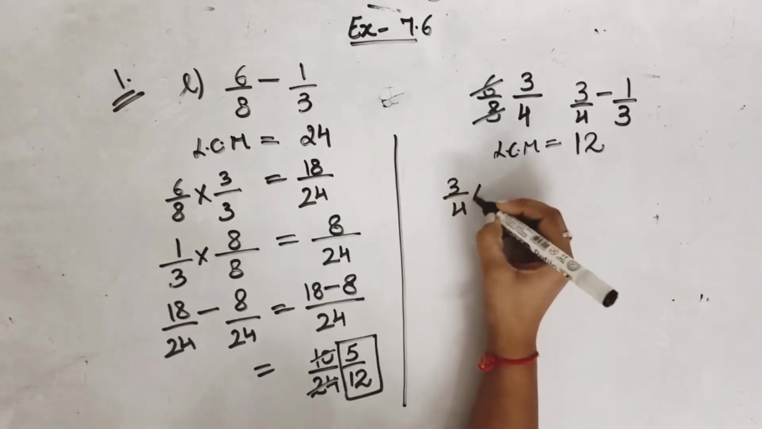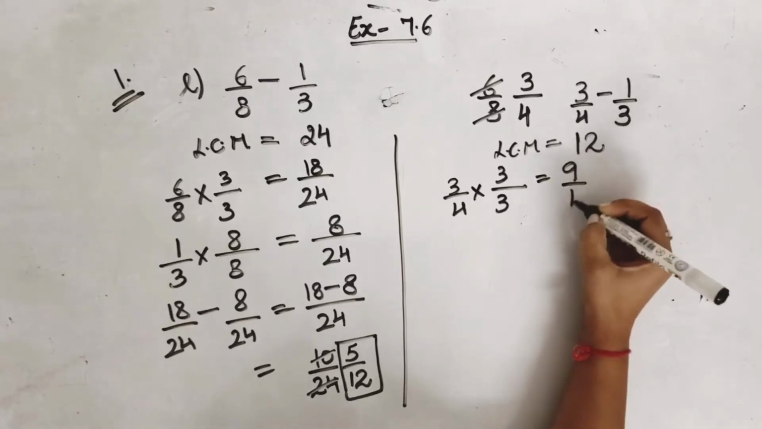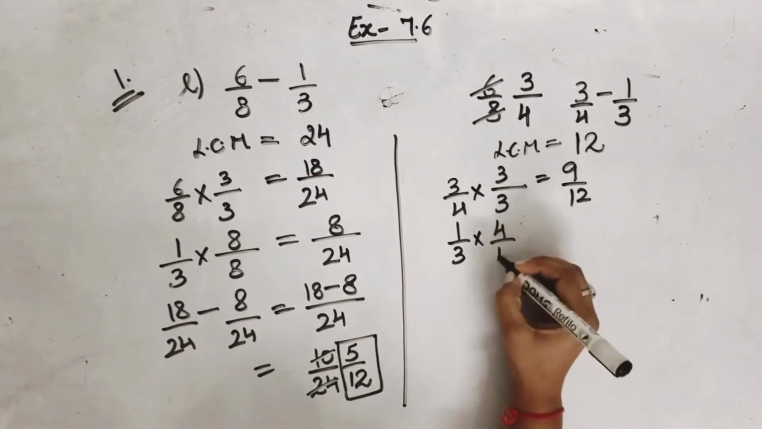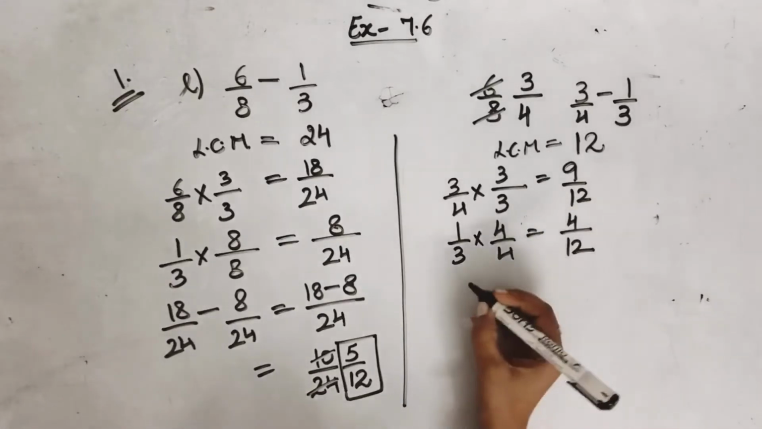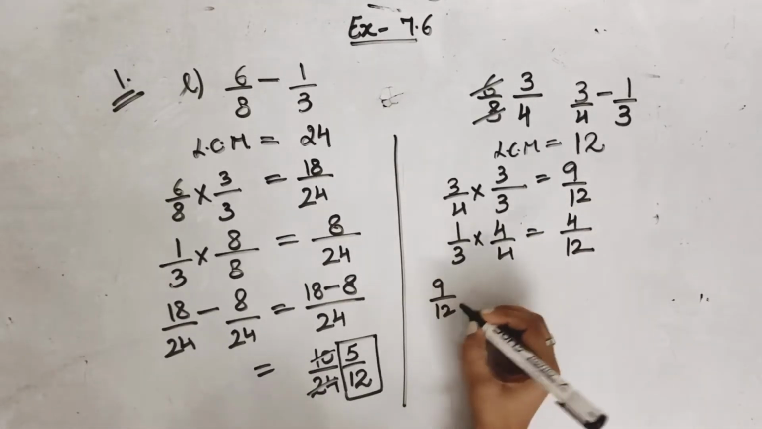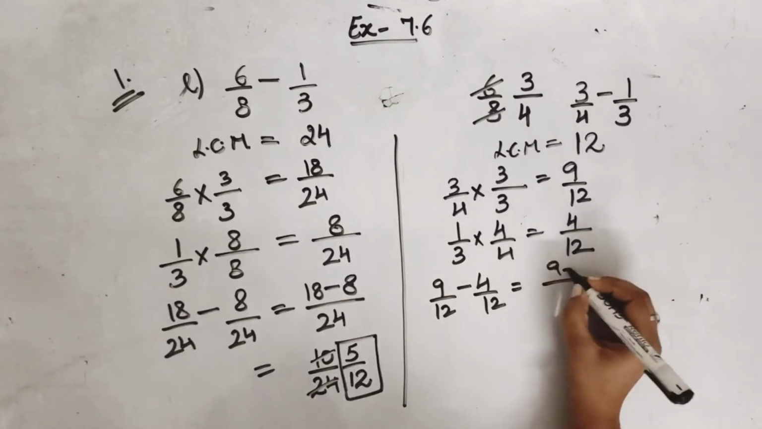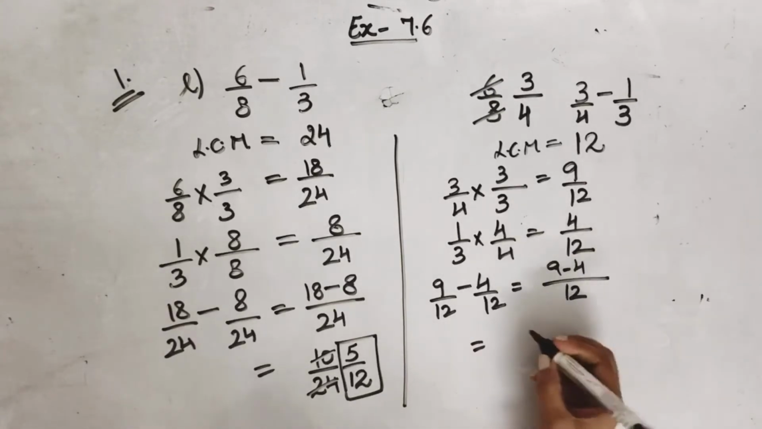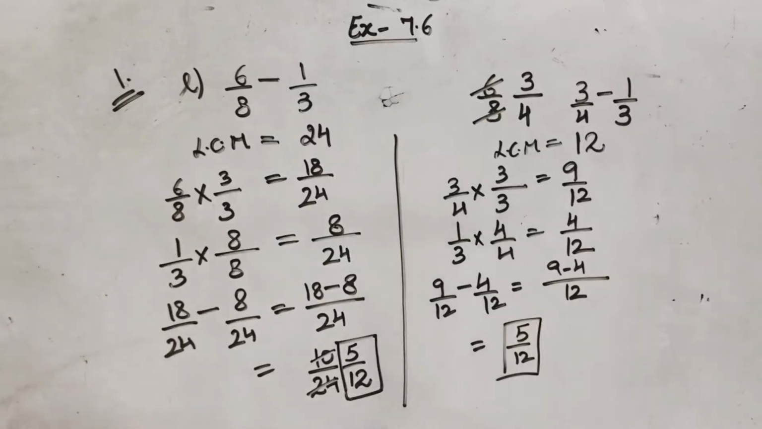3 by 4 into, we'll multiply this by 3, 9 by 12, 1 by 3 into 4 by 4, it will be 4 by 12. Now you can subtract 9 by 12 minus 4 by 12, 9 minus 4 is 5 by 12. So you have got the same answer.